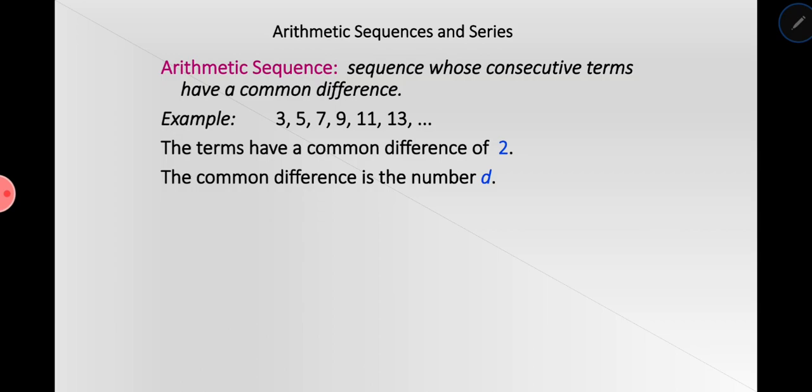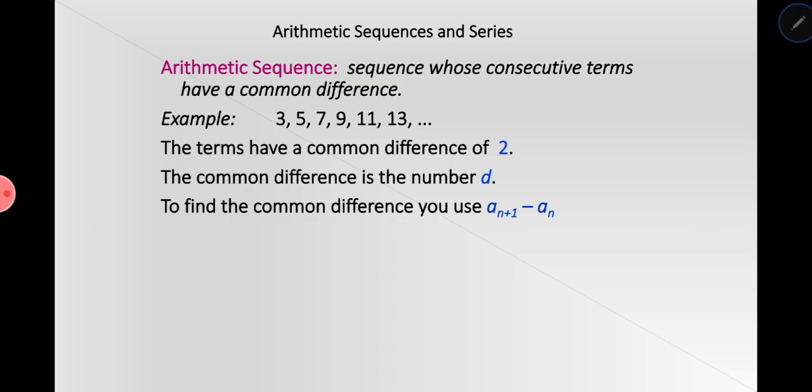So, paano kapag magkakaiba ang difference nila? So we cannot call it an arithmetic sequence. Kaya nga natin sinasabi na ang arithmetic sequence ay ang sequence na may common difference. So we denote that common difference d.